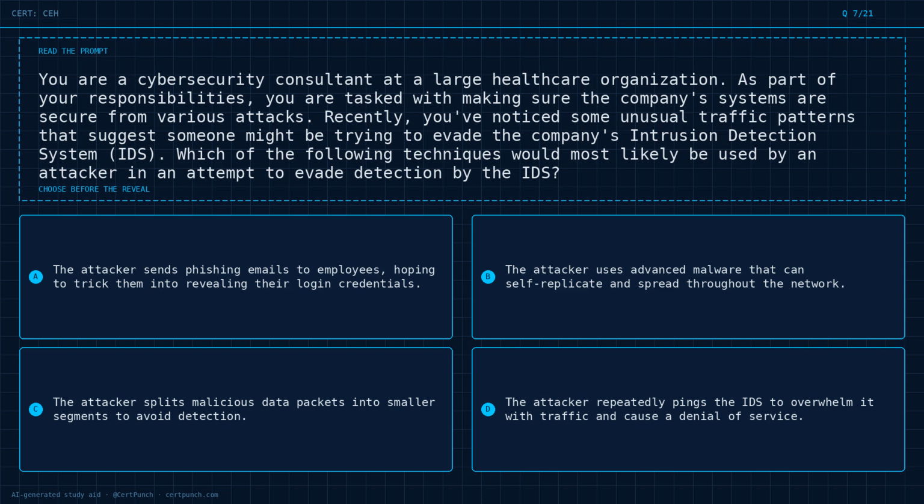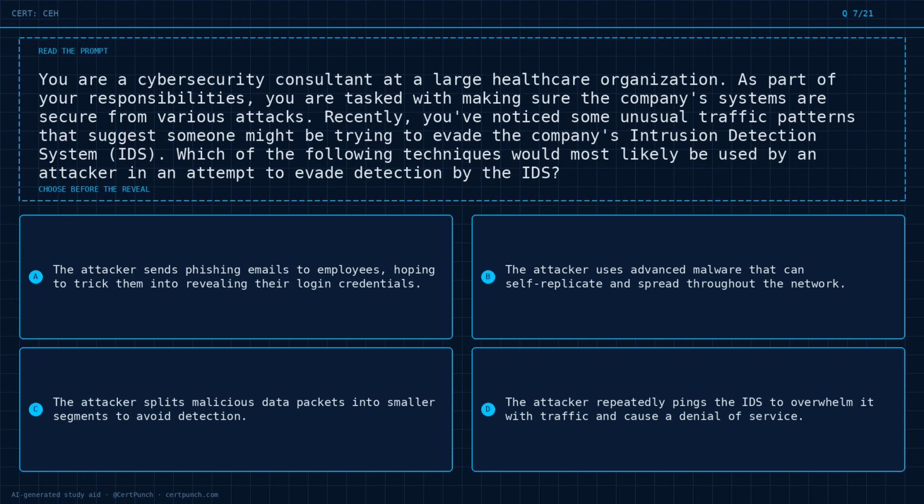Question 7 of 21. You are a cybersecurity consultant at a large healthcare organization. As part of your responsibilities, you're tasked with making sure the company's systems are secure from various attacks. Recently, you've noticed some unusual traffic patterns that suggest someone might be trying to evade the company's intrusion detection system, IDS.